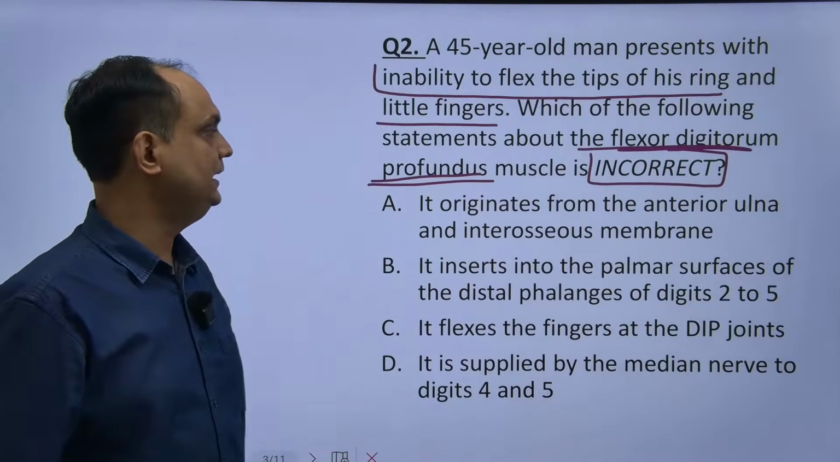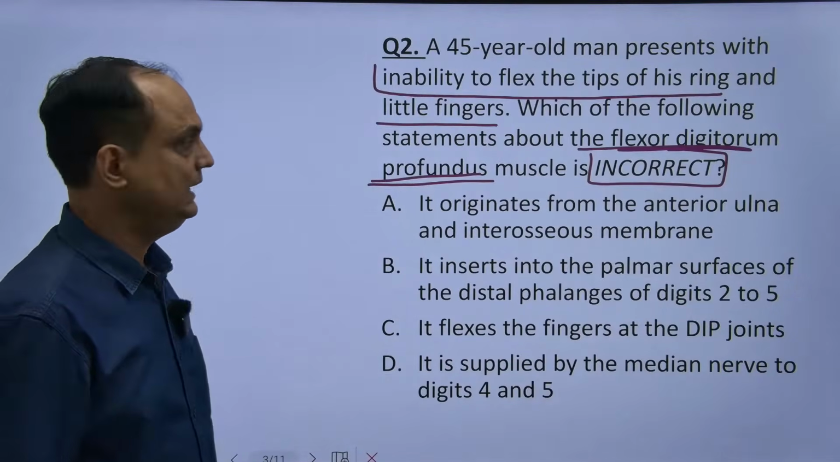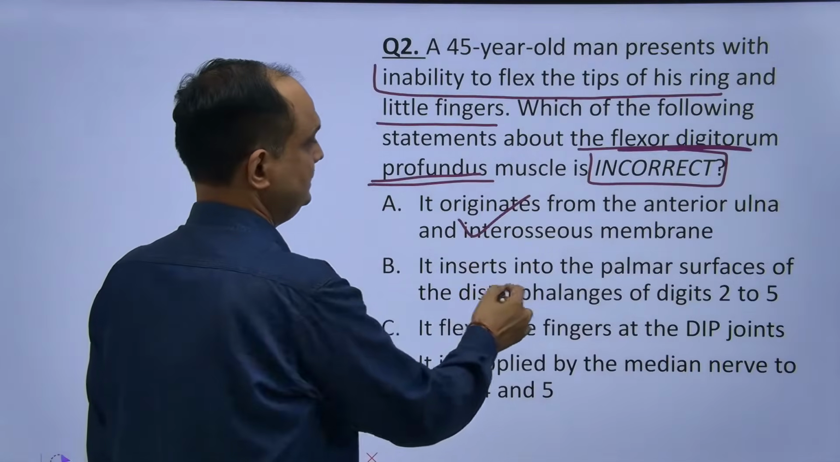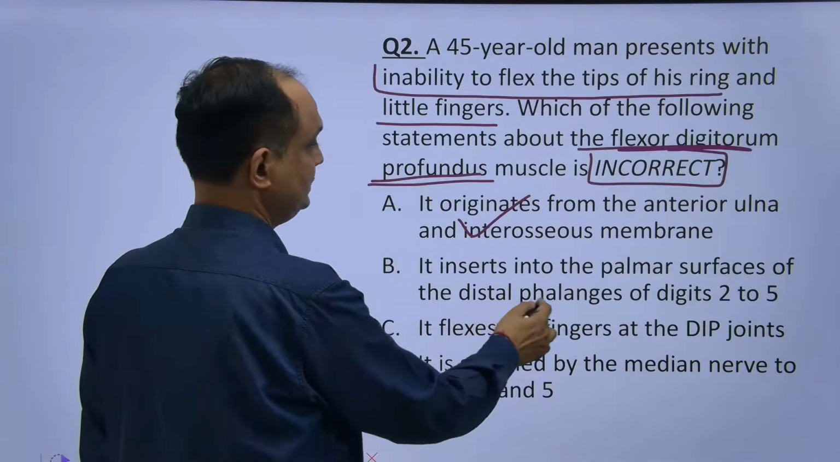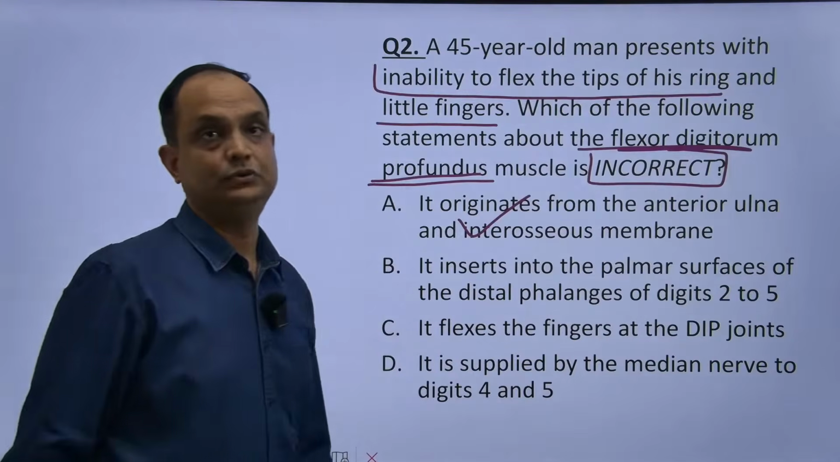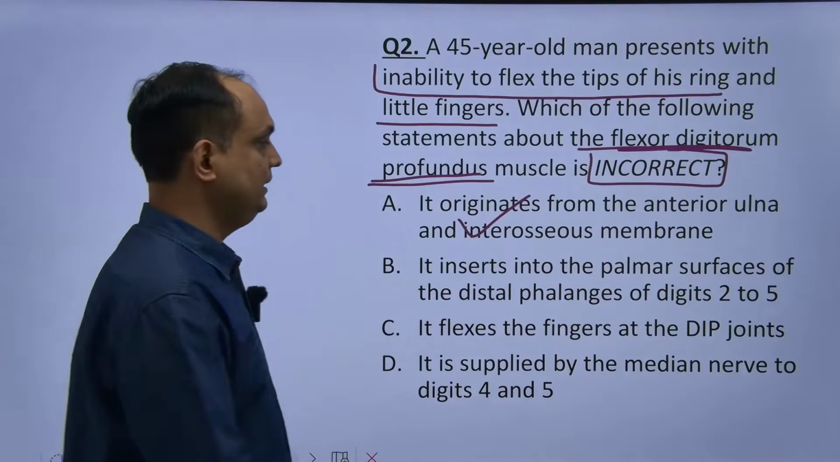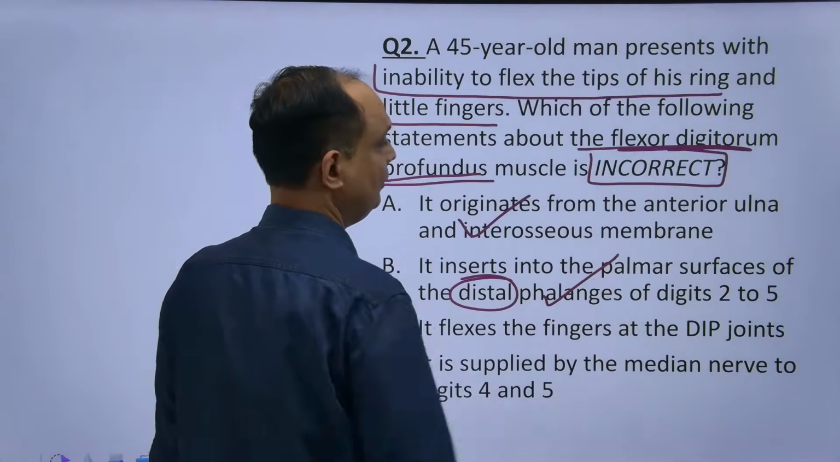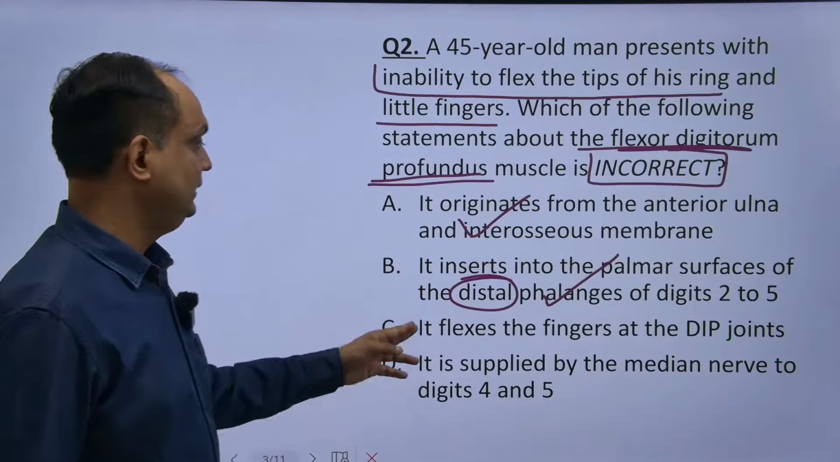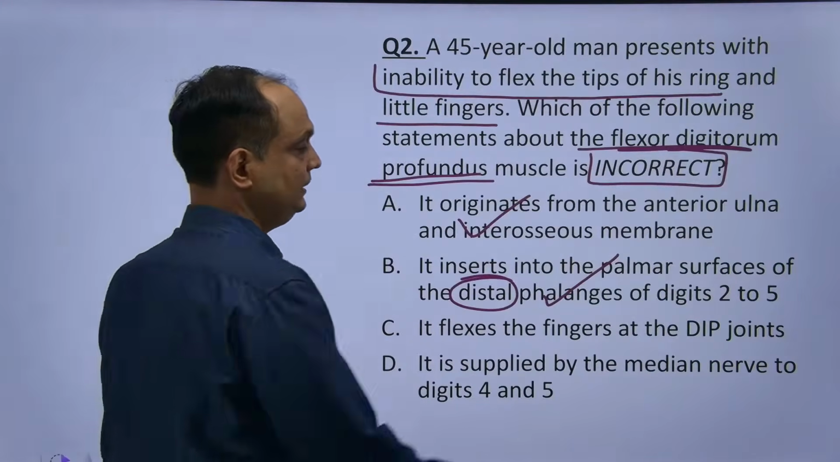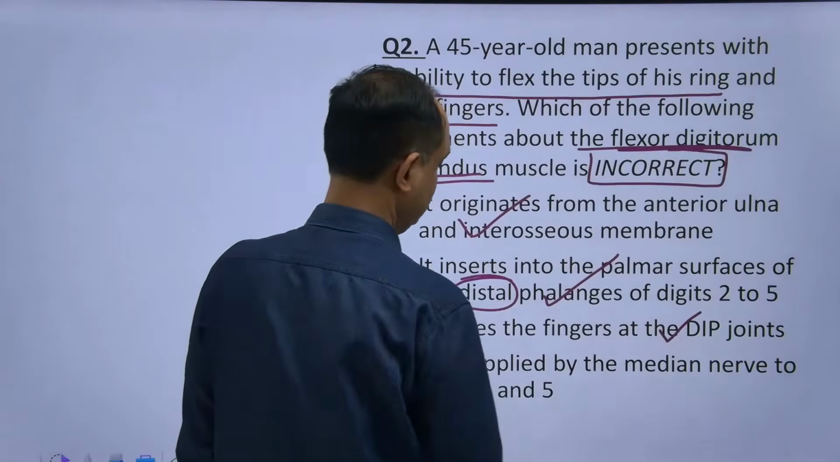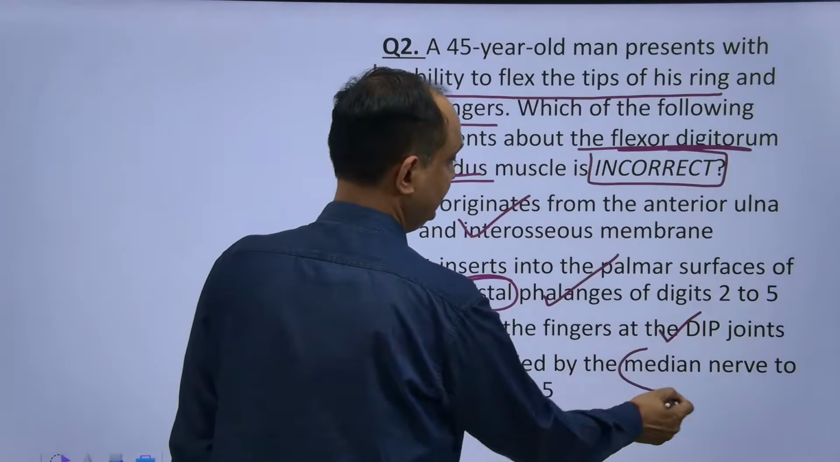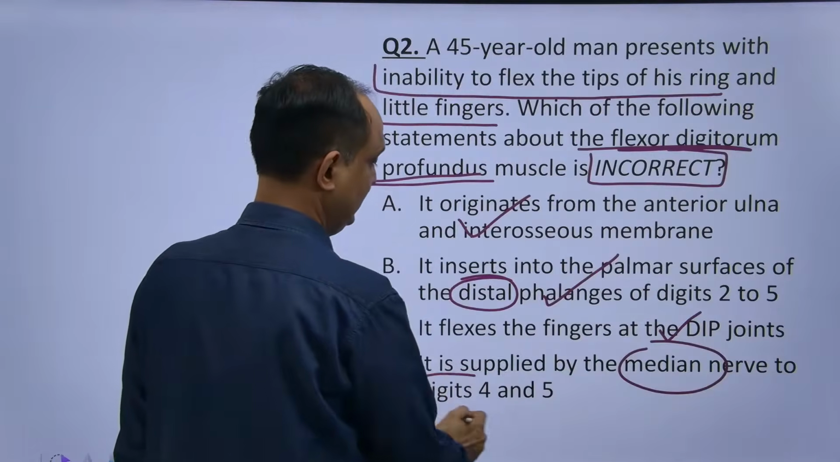It originates from the anterior ulna and interosseous membrane. I think it is right. It inserts into the palmar surface of the distal phalanx of digits 2 to 5. I just told you that they approach up to the tip of the fingers, that means up to the distal phalanx of all four fingers. It flexes the finger at the DIP joint. Yes, we have just finished this. It is supplied by the median nerve to digits 4 and 5.